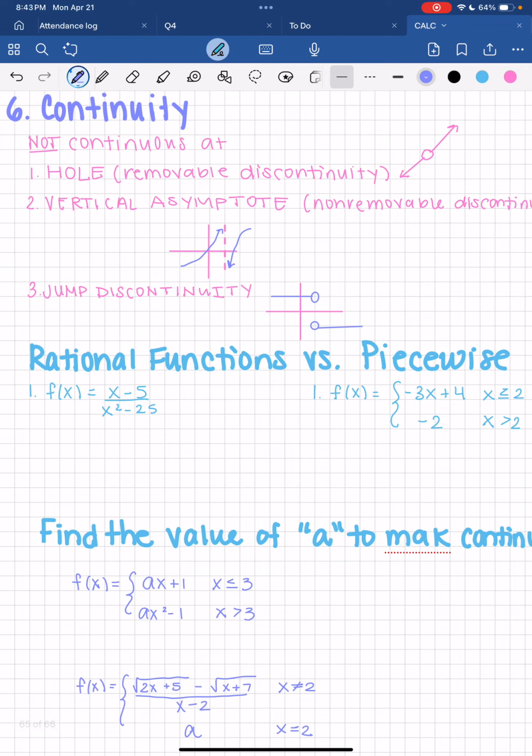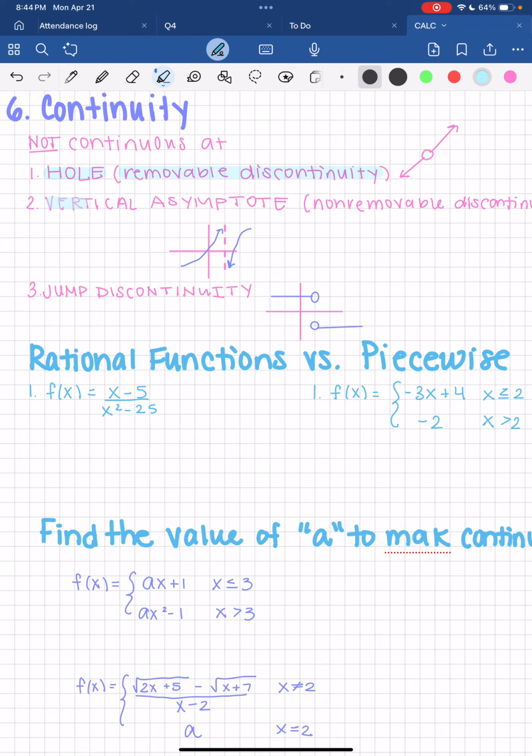All right, number 6, continuity. I love a good continuity question. So let's chat about when we are not continuous first. We are not continuous at holes, which are known as removable discontinuity. So it's going to be a picture like right here. And we talked about finding the hole by looking at the like factors and then crossing them out.